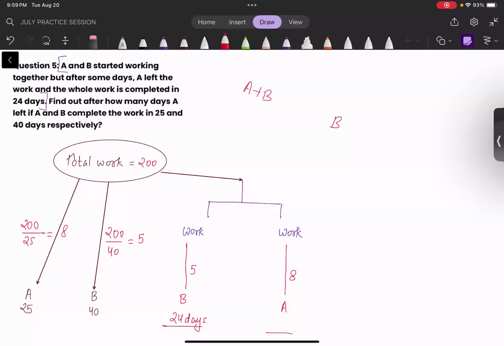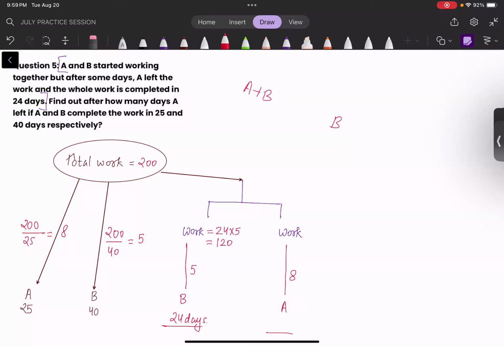Do you know for how much time A has worked? No. He left. But how many days he worked, I don't know. Okay. In 24 days, B will complete how much work out of 200? How much work will he complete? 24 into 5, time into work rate. So 24 into 5. That means 120.